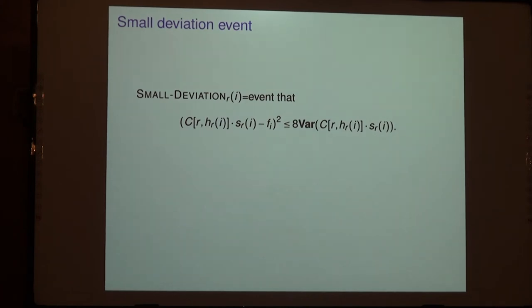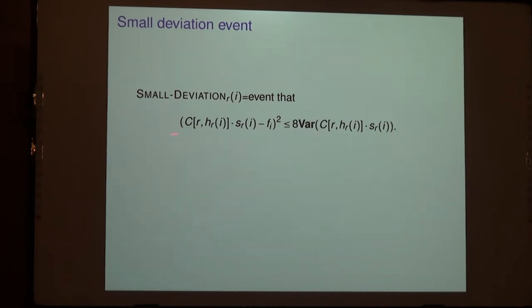We're almost done, because the last piece we need is a small deviation event. Note that all this analysis so far was taking expectations only over the hash functions h. Once you fix the hash functions, you get a specific substream of the original stream, and you run the basic estimate on it, which depends on the random signs. So now, with high probability over the choice of the hash functions, the variance of the basic estimate will be pretty small. Now we'll use the results from the previous lecture.